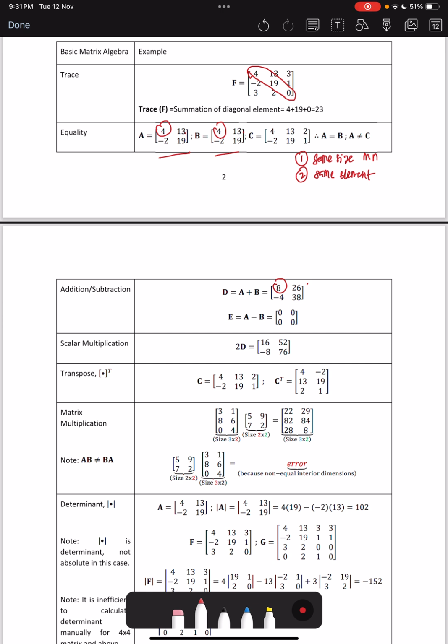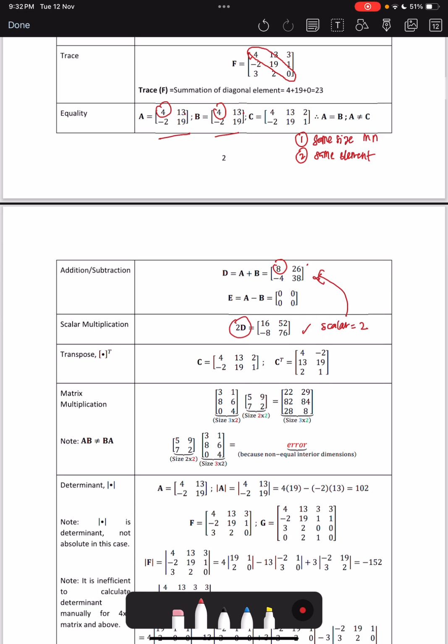Scalar multiplication: let's say you want to multiply by a scalar, and the scalar here is equivalent to 2. You multiply it with the matrix D here, so each element inside the matrix D you multiply with 2, and then you will get this.